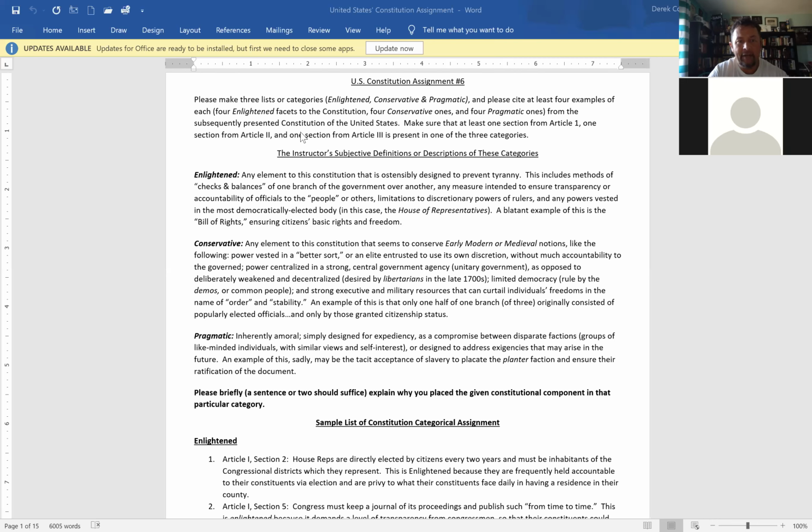Pragmatic: inherently amoral, right? Simply designed for expediency as a compromise between disparate factions, groups of like-minded individuals with similar views and self-interest, etc., or designed to address exigencies, like emergencies that may arise in the future. An example of this, sadly, may be the tacit acceptance of slavery to placate the planter faction and to ensure their ratification of the document.